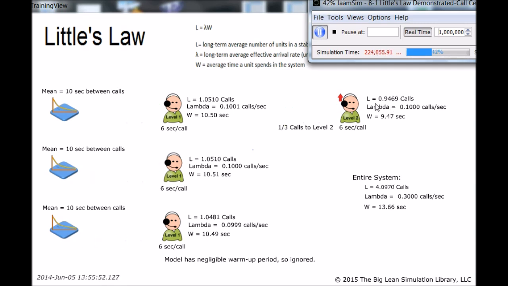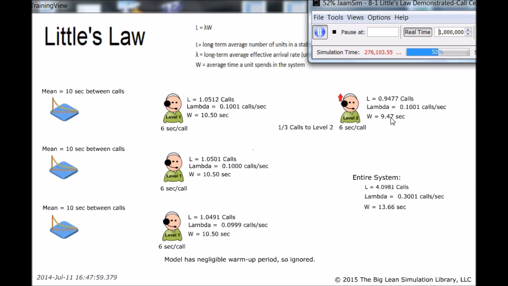The reason the level 2 tech is getting a smaller number of items in the system is his work is coming in with less variability. Okay? Because as it comes through these level 1 techs, because they average 6 seconds per call, they're spreading it out. So if you get 5 come in all at once, when they come out, they're going to be 6 seconds apart. So he's getting a much smoother, less variable workflow. Because of that, he has less work in his queue, and his work goes through his queue faster. So what you're seeing here is Little's law, but you're also seeing the impact of variability and why it's good to reduce it. That's why the level 2 tech has fewer calls.